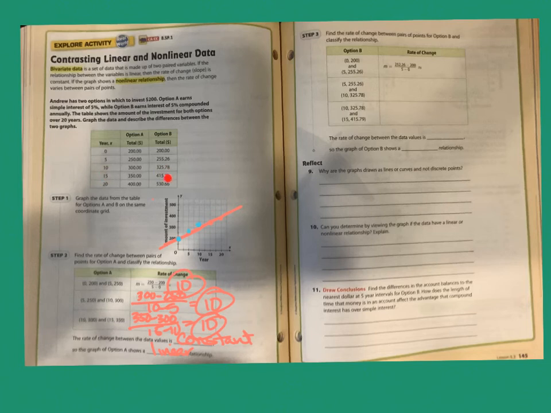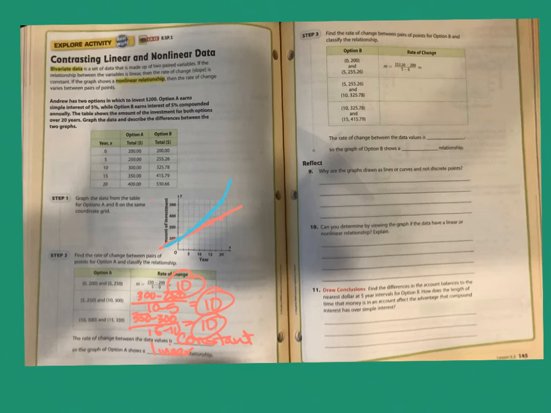15 on the X, 415 on the Y, I don't know, around here-ish. And then 20 on the X, 530 on the Y, is up here. And if I put a ruler along that, you would see it's not going to go on there. It's going in a curve, which is good for Andrew and his money making. It's going up faster than the other one, but it is not a constant rate of change because he's getting a little more money each time.